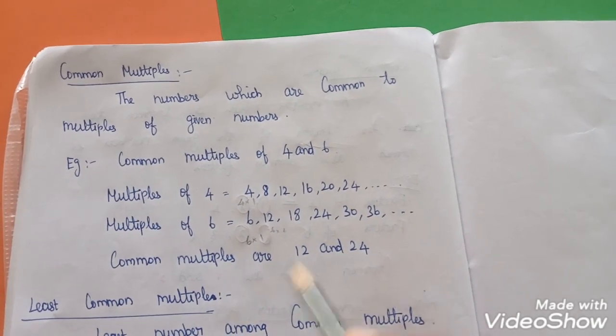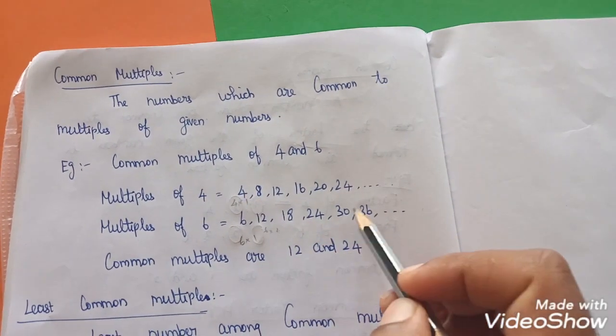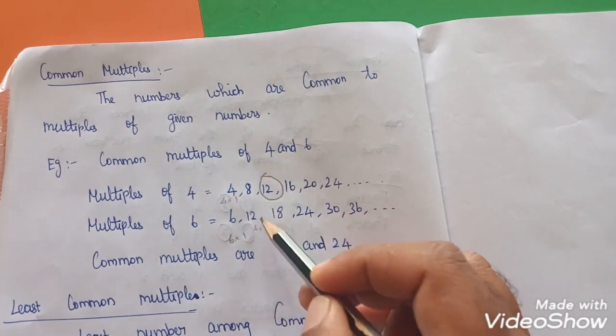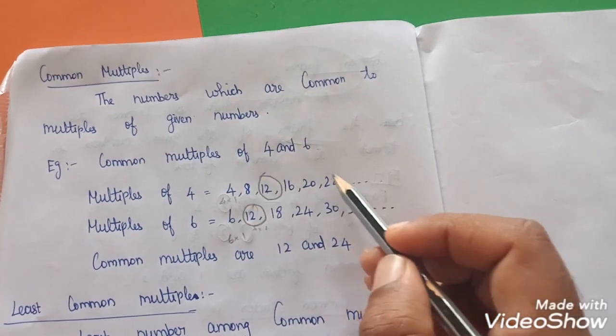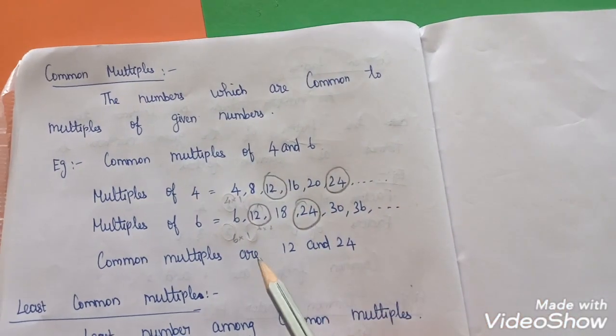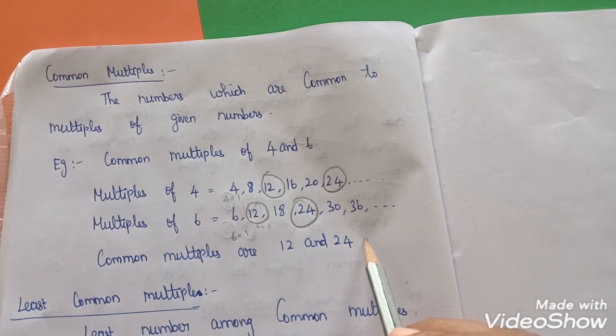So the common multiples are, look here. Is there a 4 in the multiples of 6? No. Is there an 8? No. 12 is in the multiples of 4 and 6. And similarly 24 is in the multiples of 4 and 6. So the common multiples are 12 and 24.